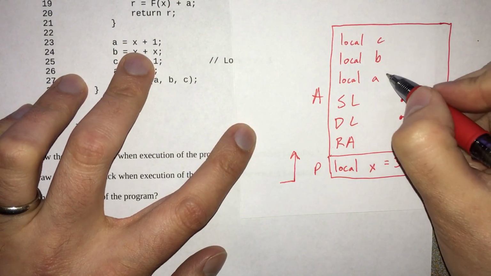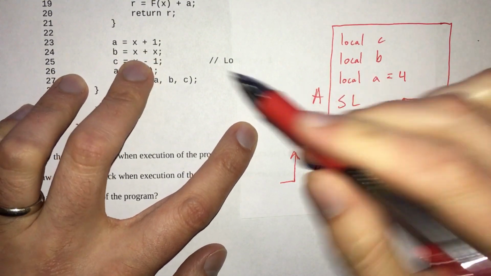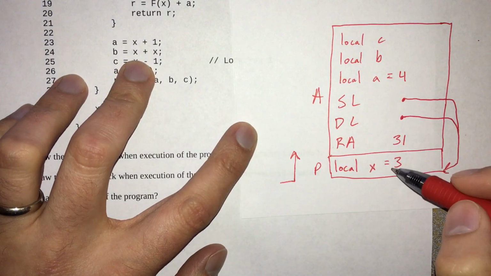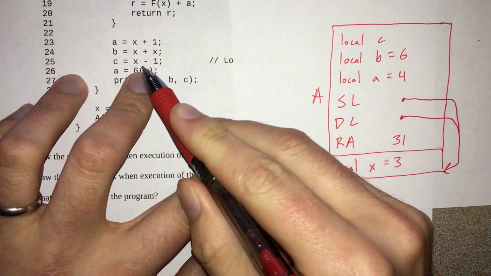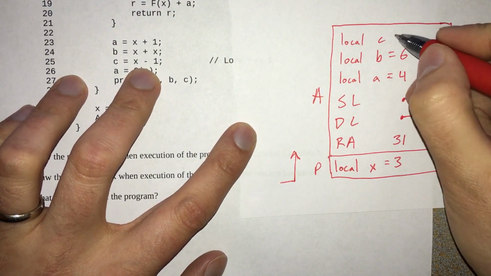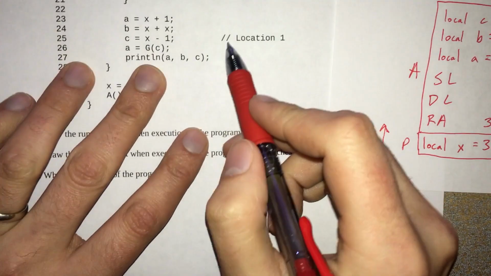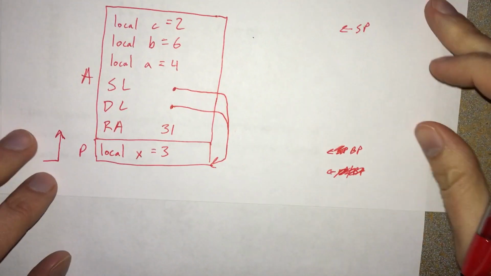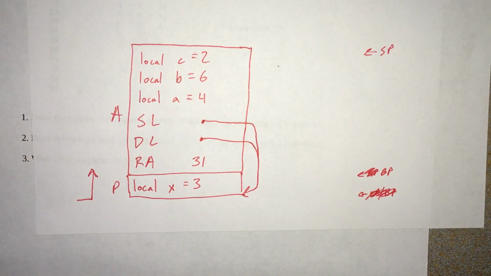So we can now set A equal to 3 plus 1, which is 4. We can set B equal to X plus X, which is 3 plus 3, which is 6. And then we can set C to X minus 1, which is going to be 2. Okay, and now we are at location 1. What I've drawn here is the answer for problem 1.